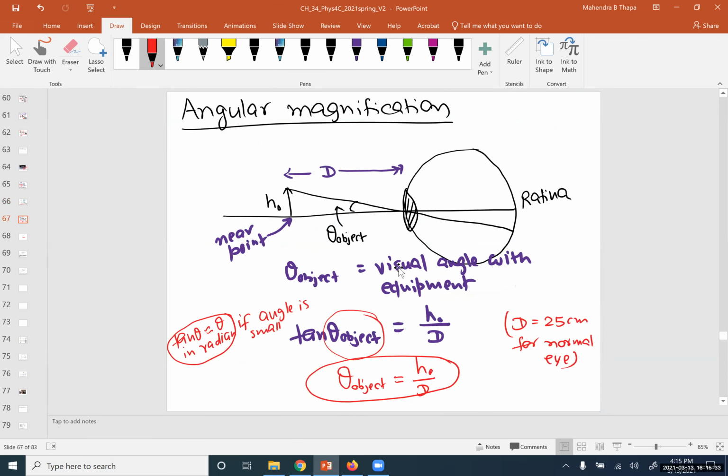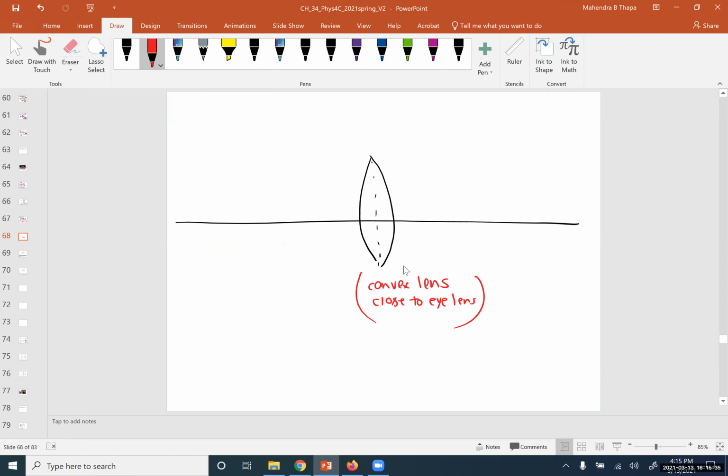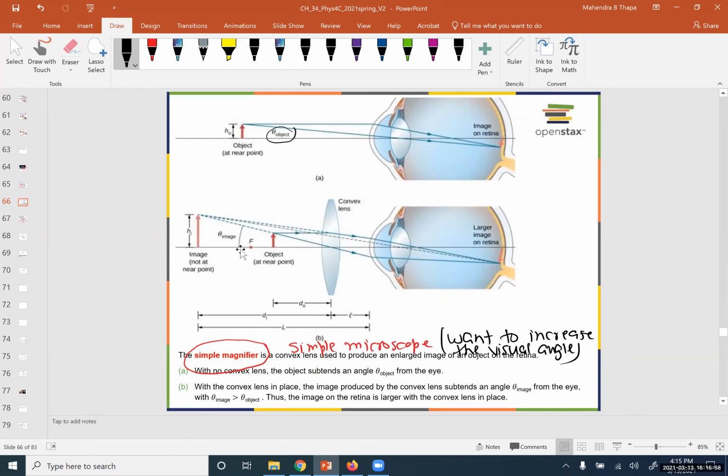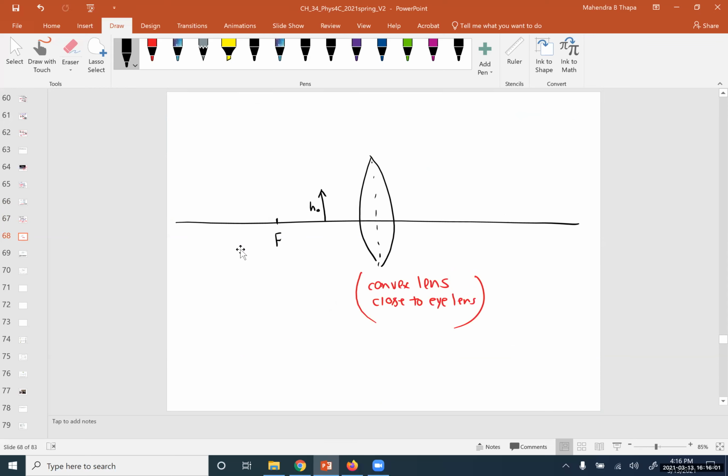Okay, so if we put the object here, of height h0, say its focus is over here, with focal length f. So we use focal length f for this lens. You know that after refraction, it forms the virtual image. So one ray is parallel to the principal axis, the other ray through the optical center.